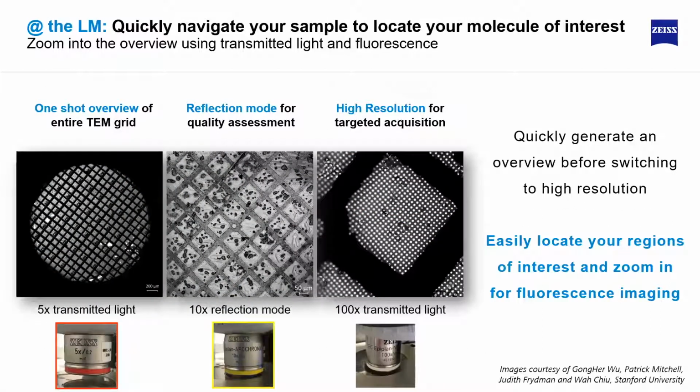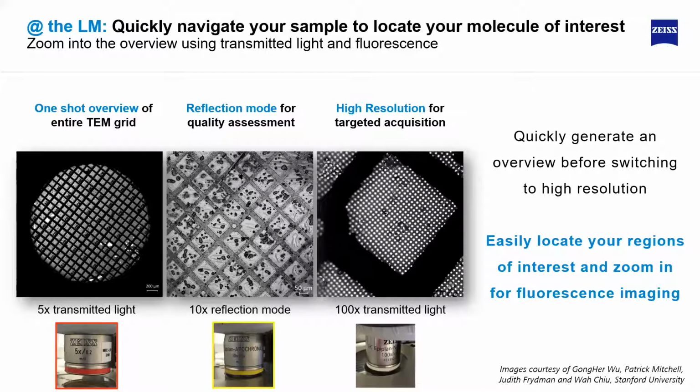Once your sample is mounted into your cryo stage, you need to acquire both an overview image of the whole grid, which is required for subsequent alignments in the FIBSEM, and high-resolution fluorescent images from the regions that contain the fluorescently labeled molecule you're interested in. An overview image of the whole grid can be quickly acquired using the 5x objective in transmitted light.